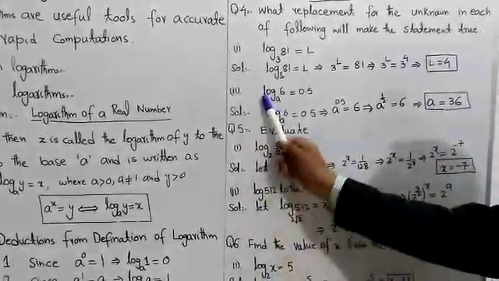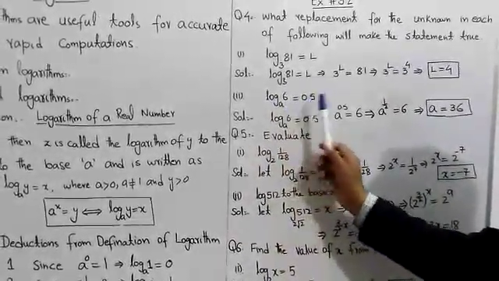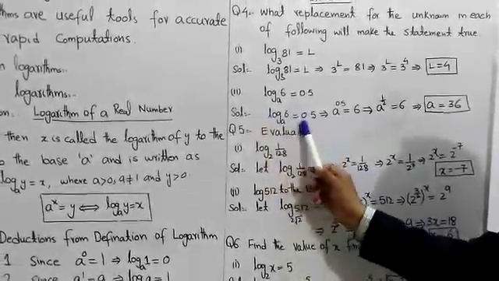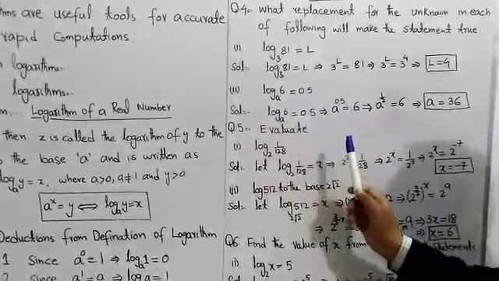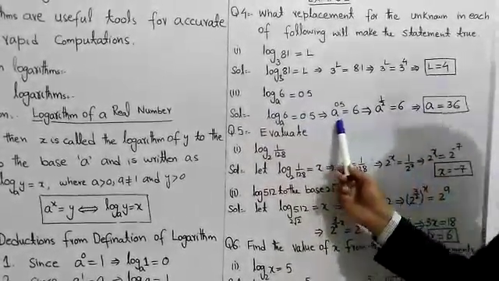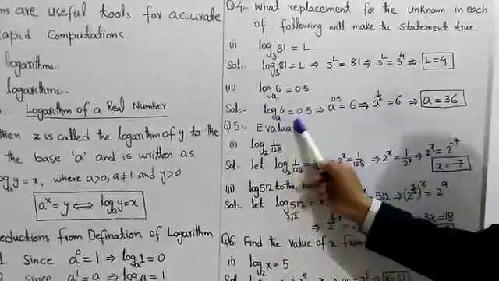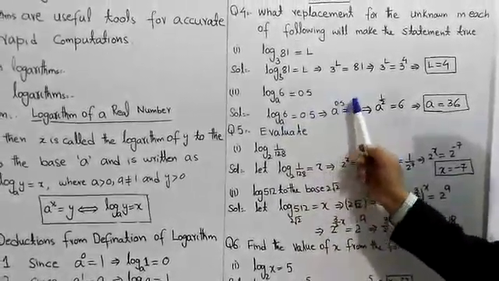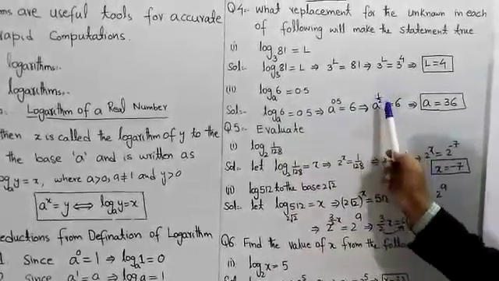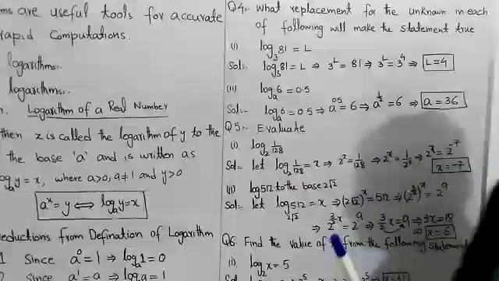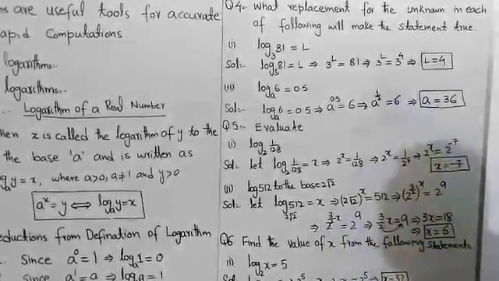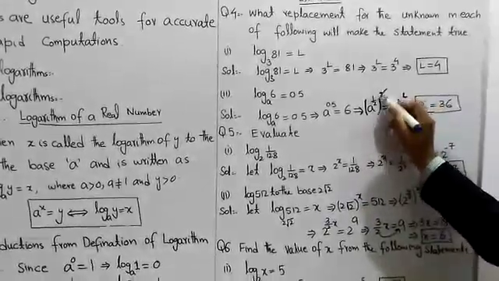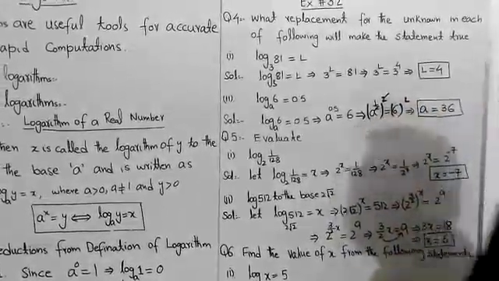Second part, log of 6 to the base a is equal to 0.5. Solution: in the exponential form, this can be written as a raised to power 0.5 is equal to 6. So 0.5 means we can write this as a raised to power half is equal to 6. Now in the next step we have to take square on both sides. When we take square on both sides, the power cancels out and we are left with a is equal to 36.